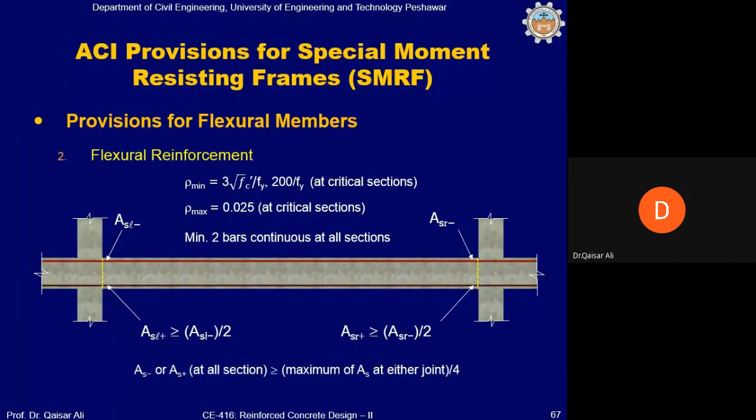And then there is another provision that at all sections of the beam, the reinforcing bars must be at least 25% of those placed at the ends of the beams on the negative reinforcement on the top side of the beam. As an example, if 10 bars are required on the negative side of the beam at the ends of the beam, then 10 divided by 4, at least 2.5 bars, which means 2.5 rounded up to 3 bars, must be used at all sections in the beam, both top and bottom. Okay.